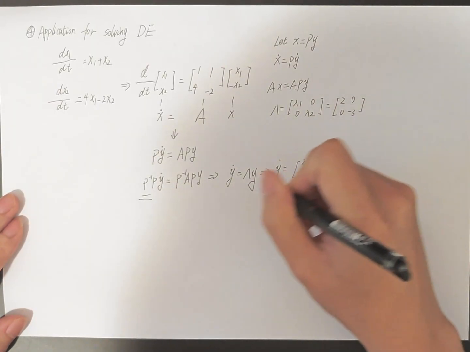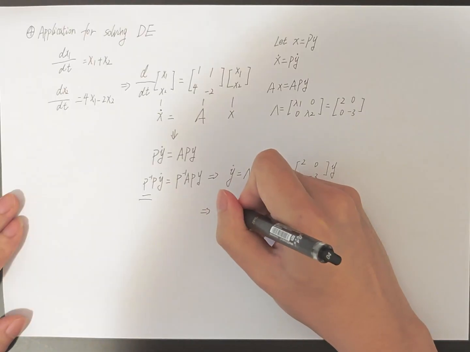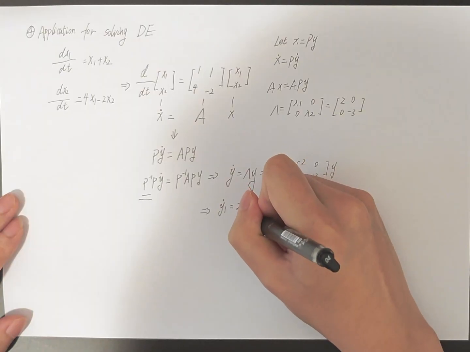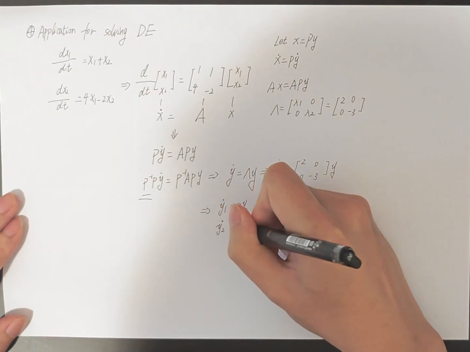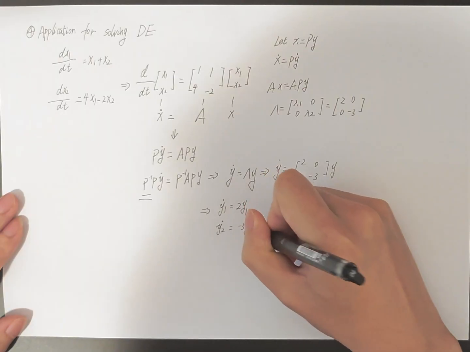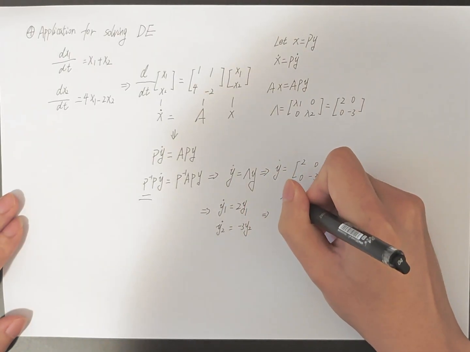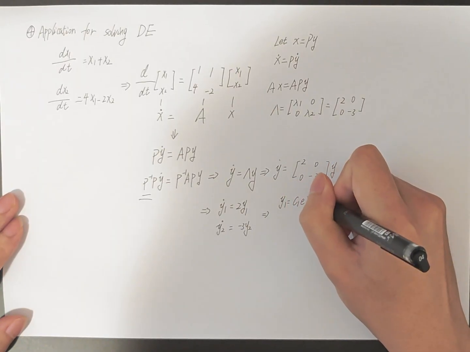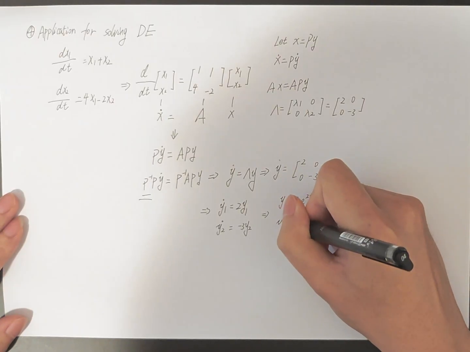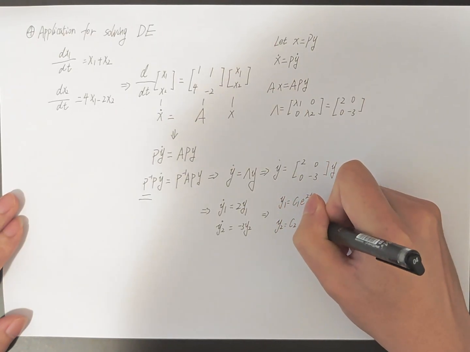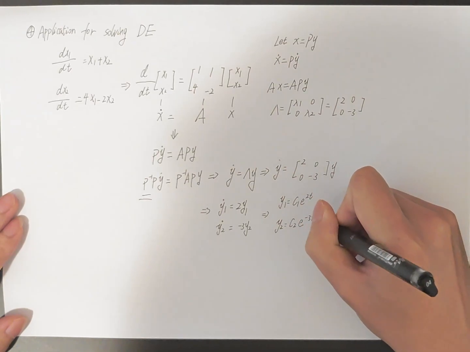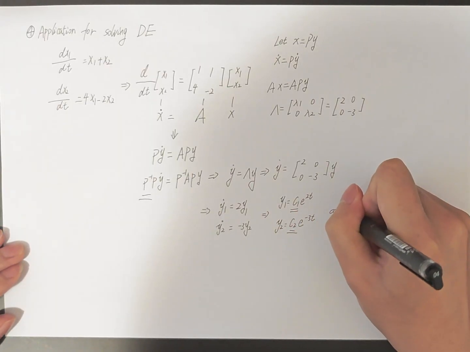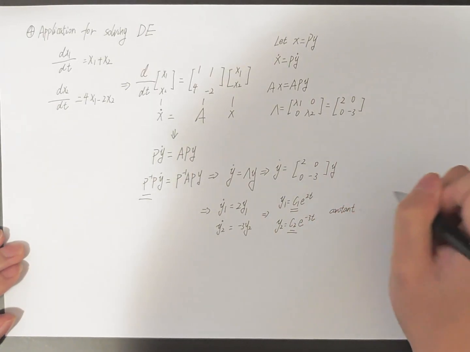Now, the equations become very simple. y1 dot equals 2 times y1, and y2 dot equals negative 3 times y2. Their solutions are y1 equals c1 times the exponential of 2 times t, and y2 equals c2 times the exponential of negative 3 times t, where c1 and c2 are arbitrary constants determined by initial conditions.